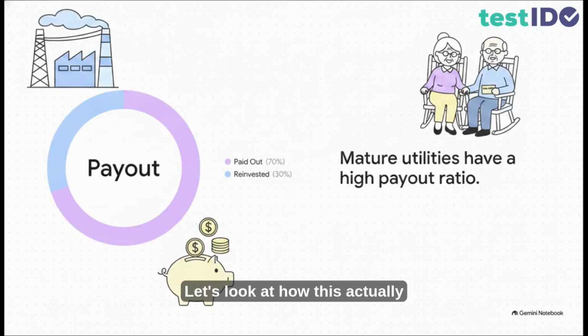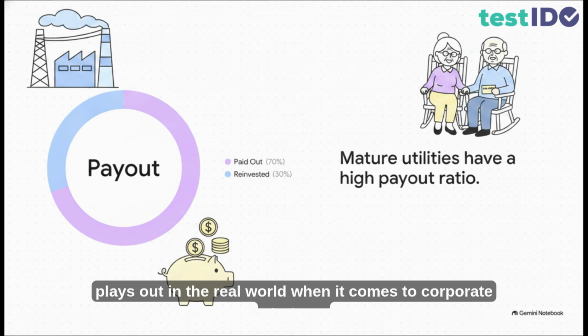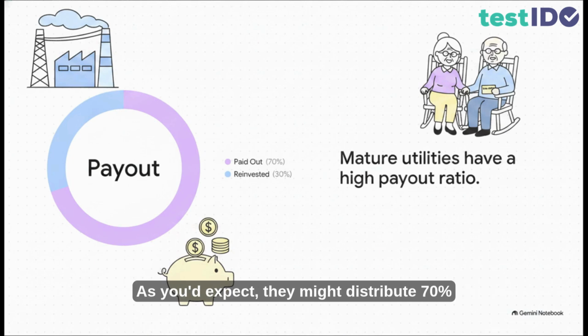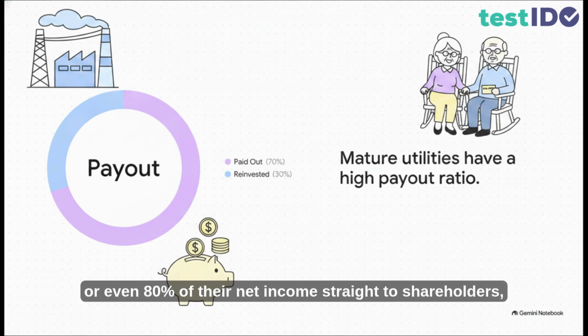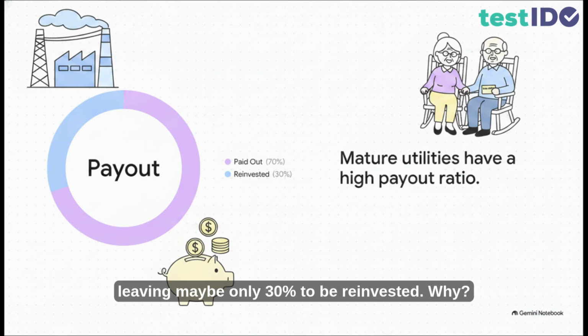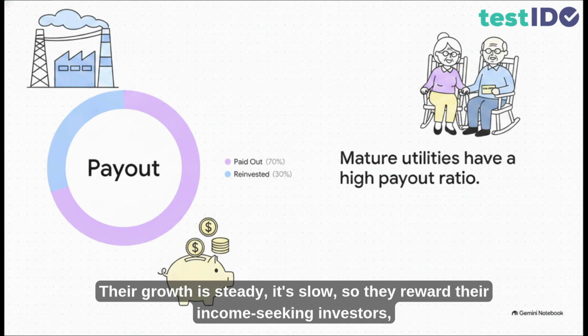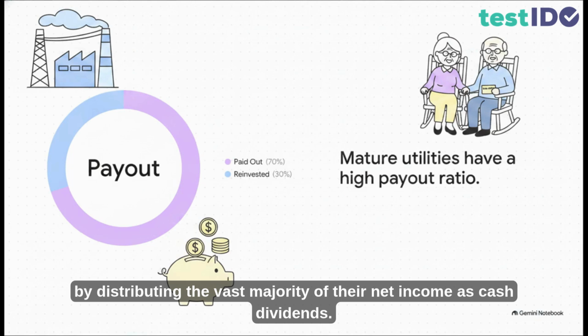Let's look at how this actually plays out in the real world when it comes to corporate strategy. Imagine a really mature, highly regulated utility company. As you'd expect, they might distribute 70% or even 80% of their net income straight to shareholders, leaving maybe only 30% to be reinvested. Why? Well, a mature utility company doesn't need to go out and build 1,000 new power plants every single year. Their growth is steady, it's slow, so they reward their income-seeking investors like retirees by distributing the vast majority of their net income as cash dividends.